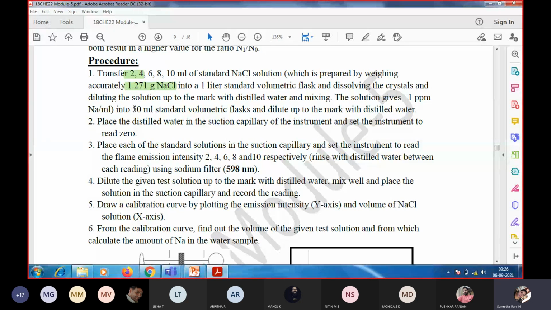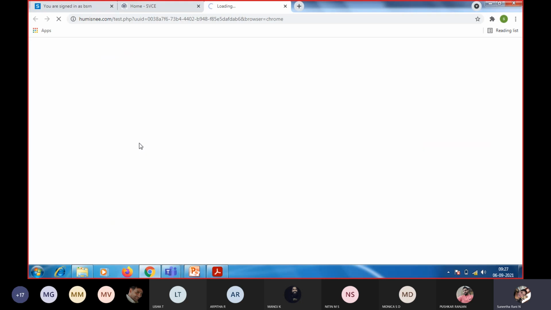Take 50 ml standard flasks for the different solutions. In them you take 2, 4, 6, 8 ml volumes and make up to the mark using distilled water. So this is how you prepare different sodium chloride solutions. After preparing these and making up with distilled water, you use a capillary instrument.